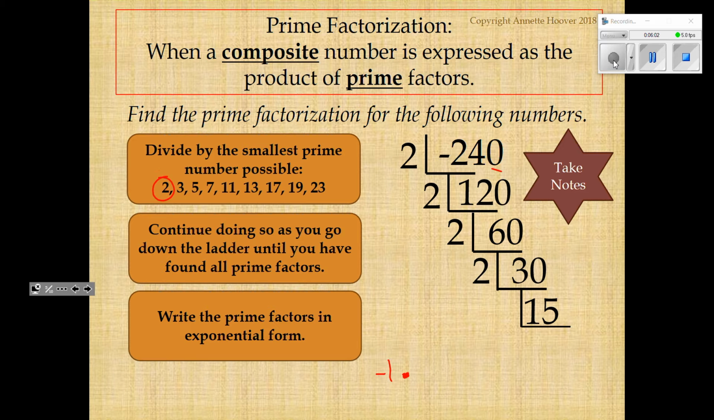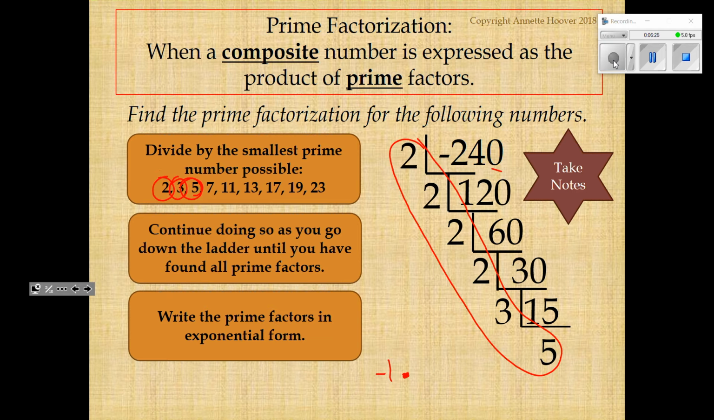So now we go to the next prime number, which is 3, and we ask ourselves, is it divisible by 3? Well, it is. And 15 divided by 3 is 5, and what we know about 5 is that it is also a prime number. So this is good. We have out here all of the prime factors that multiply together to get 240.